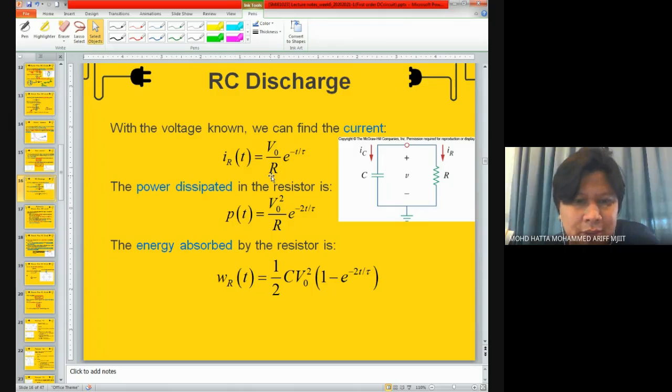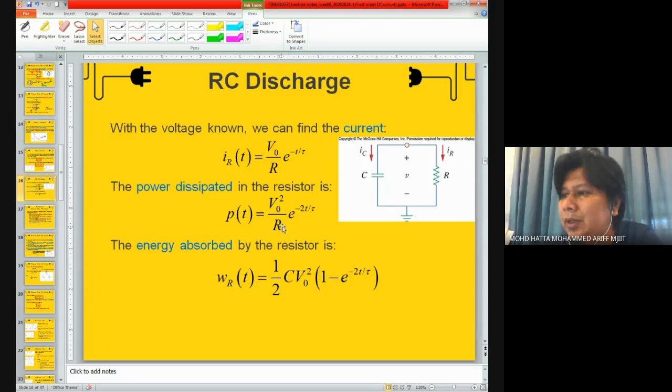Power will not be dissipated at this capacitor, because this capacitor only stores the electric field, it stores energy. Power dissipation only happens across this resistor. So to calculate the power dissipated across the resistor, you will use this formula where P equals V naught squared divided by R.